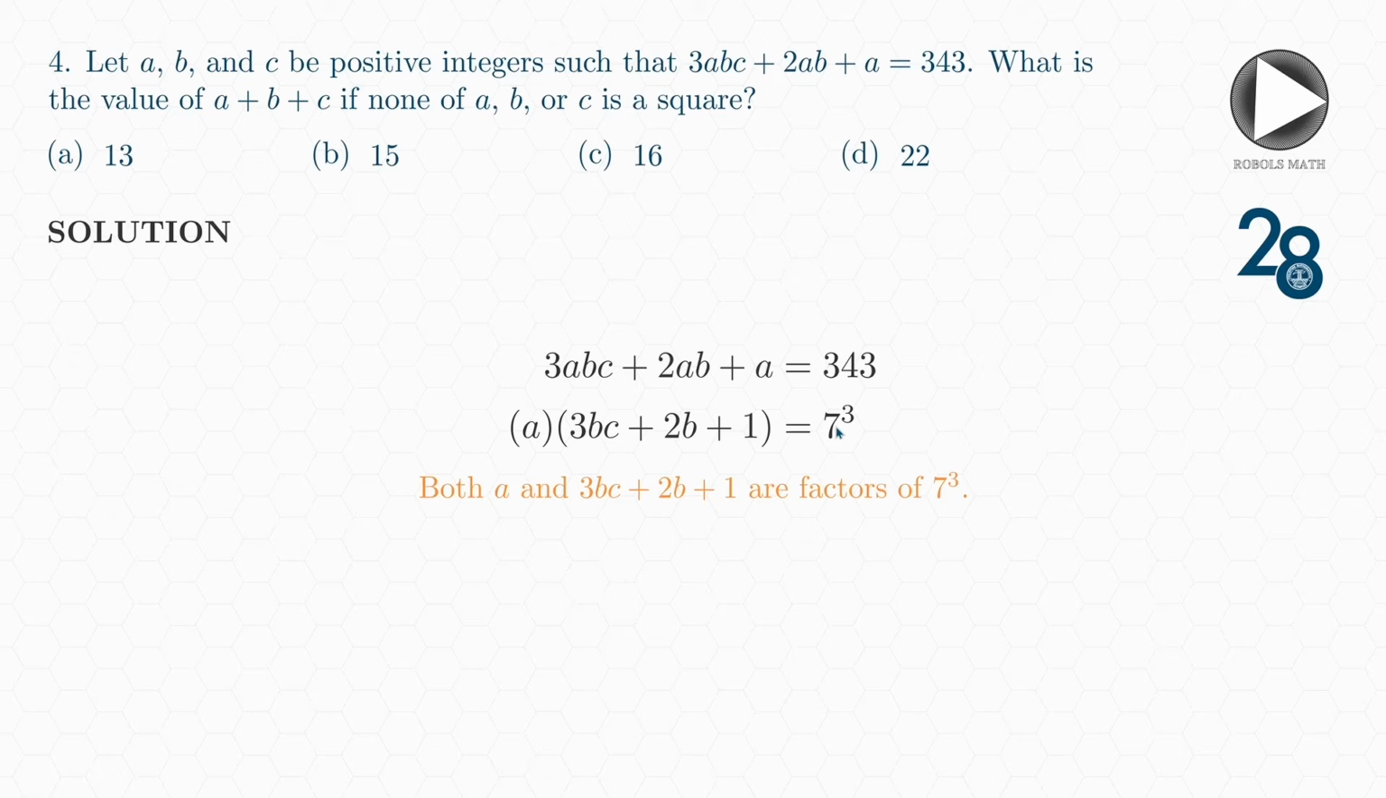Now, since A, B, and C cannot be perfect squares, and A is a factor of 7 cubed, then the only possible values of A are 7 and 7 cubed. The other choices are 1 and 7 squared, both of which are perfect squares. So we will examine two cases here, A equals 7 and A equals 7 cubed.